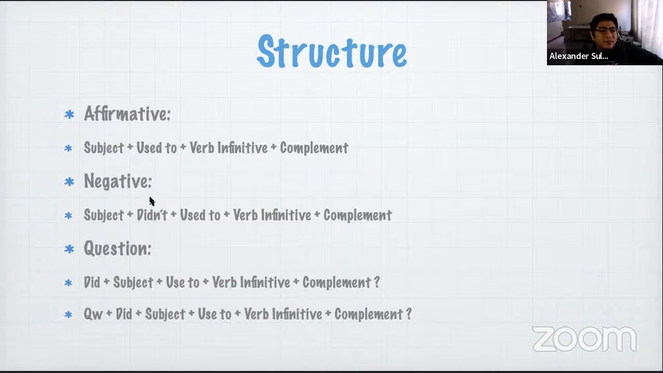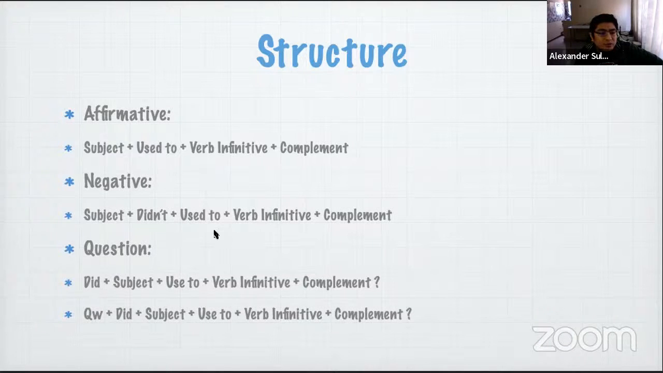So what's the structure? We have the affirmative sentences. We use the subject as the pronouns I, you, he. Next is the phrase used to, then the verb infinitive, like to play, to run, to swim, and the complement. This is an affirmative. In negative, the structure is the subject, and we use didn't because it's something that happened, plus used to plus the verb infinitive plus the complement.